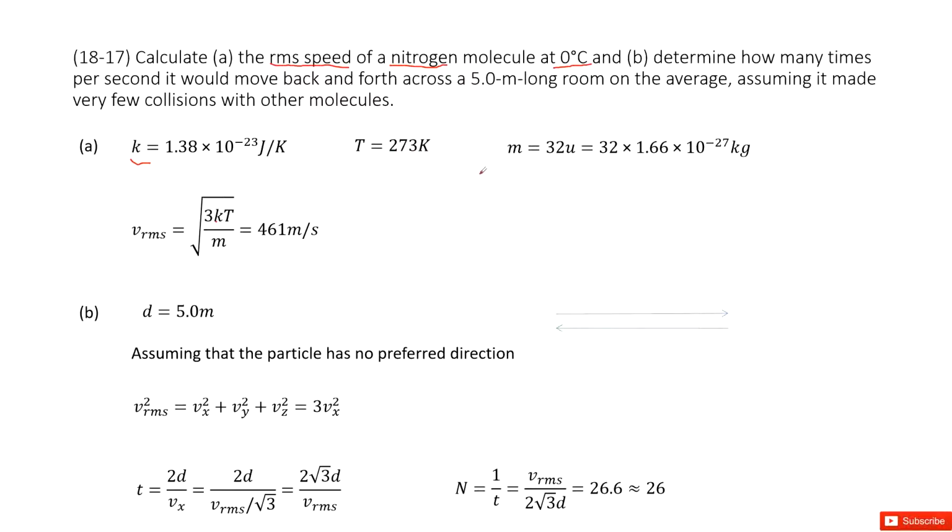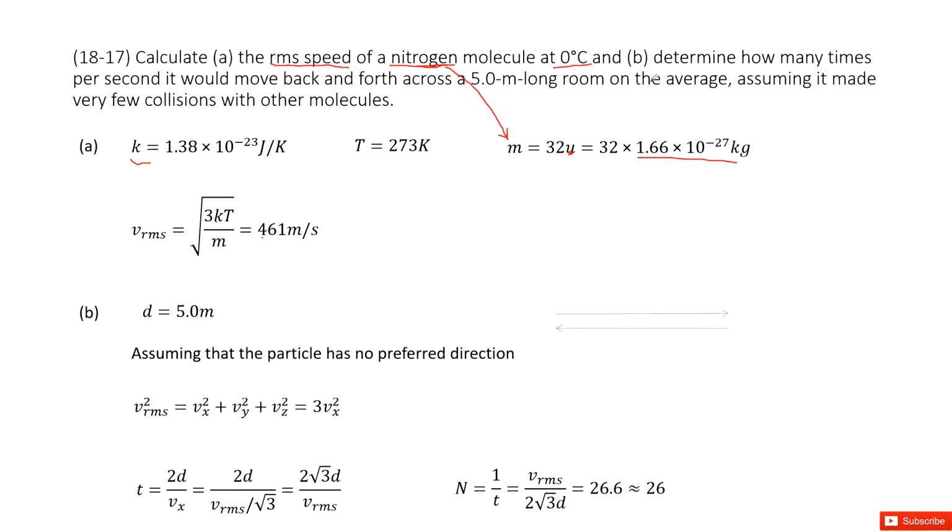The next one is the atomic mass for this molecule. It tells us it's a nitrogen molecule, so very easily we can find the atomic mass for nitrogen is 32 u. Here u is the atomic mass unit, and it is equal to this many kilograms. Right? Now you can see you have k, T, and m. So input the known quantities inside, and you get the answer.